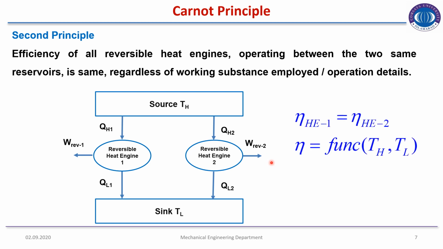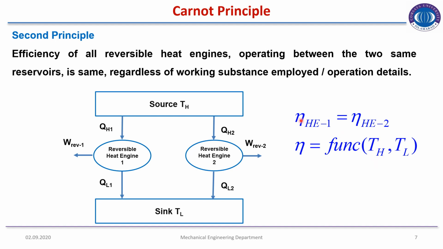So the second principle of Carnot states that the efficiency of heat engine 1 is equal to the efficiency of heat engine 2. So we can conclude that efficiency, or Carnot efficiency, depends upon the values of TH and TL. Therefore, it is written as efficiency is a function of TH and TL.